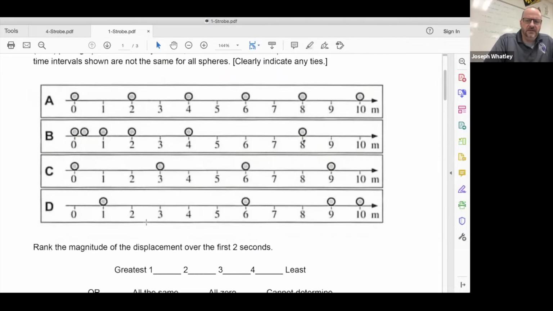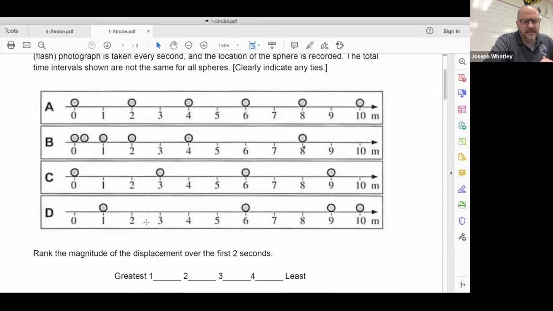Okay. So I'm going to leave that up where you can see it, but now it says we want to rank the magnitude of displacement over the first 2 seconds. So we don't care about the 4th, 5th, or 6th time that we took a picture of the ball. We only care about the first 2. So take a look at it, get an idea of what you want to answer, and then we're going to walk through it. So I'll give you like 30 seconds, and then we'll talk through it.